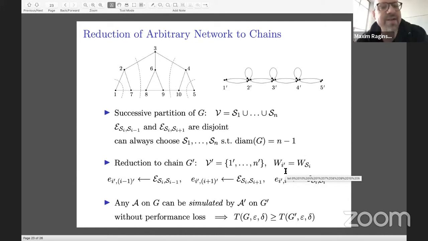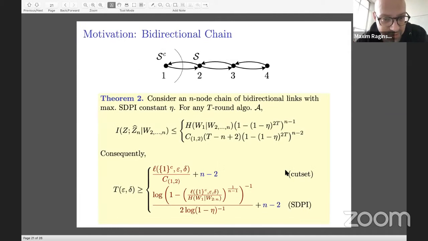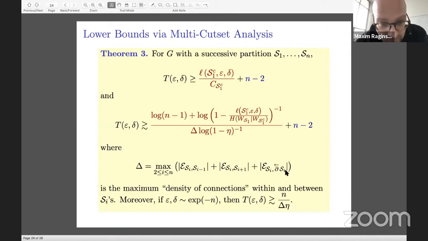Okay, so if you do that, then we can immediately apply the previous theorem, this one, for a bidirectional chain. That gives us a lower bound for the original network. So obviously this bound would depend on the successive partition, but what is nice is that this accounts for the diameter through this term, it accounts for the number of nodes, and it accounts for the maximum density of connections. So this delta looks at the maximum, over all these subsets, of how many edges go in, how many edges go out, and how many edges circulate information within each set.